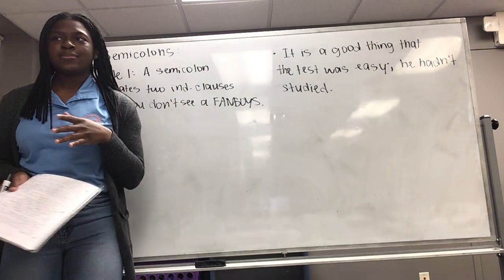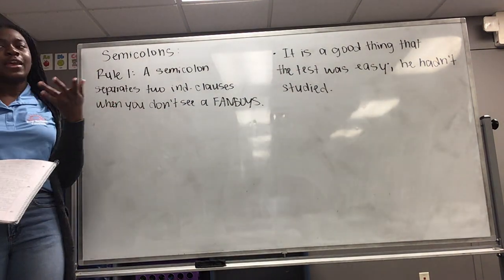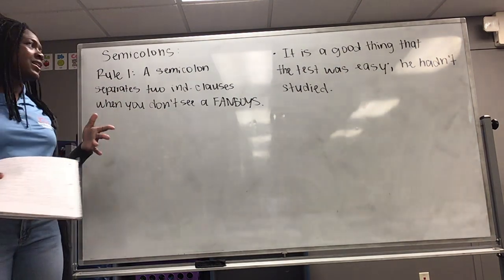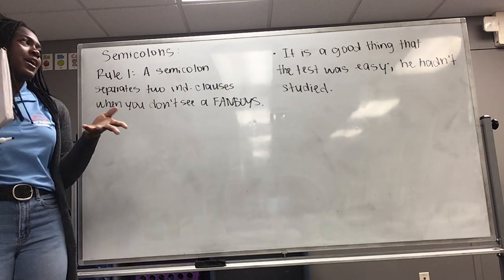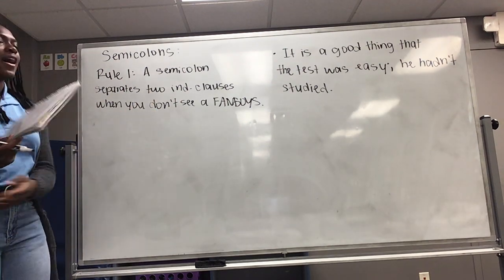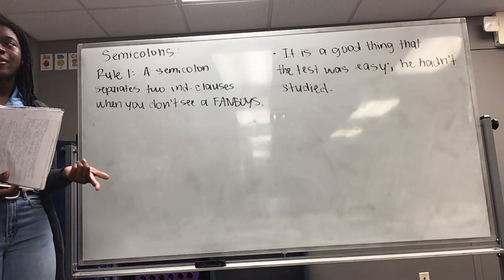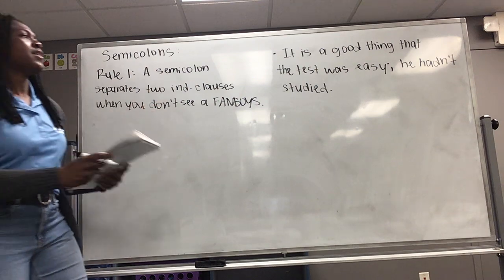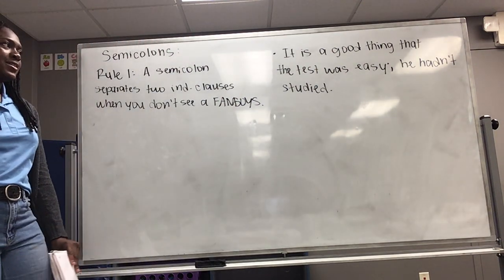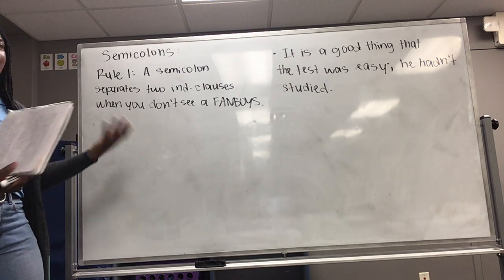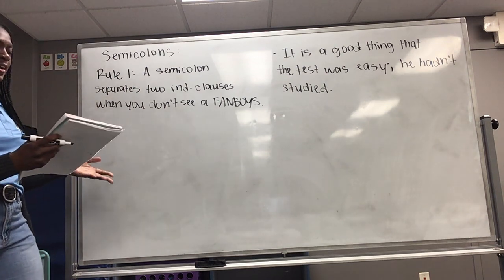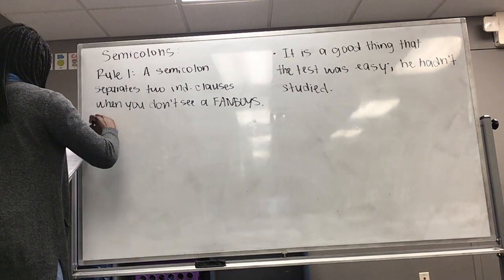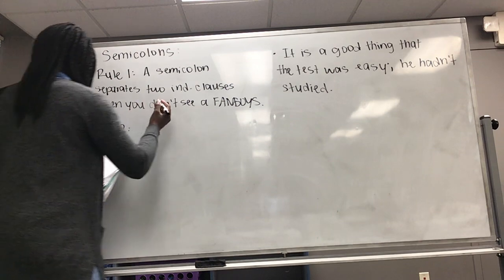And actually, a lot of times on the ACT, a semicolon can be used interchangeably with a period. So if you have an option and it says choose which best way to punctuate this sentence, and there's a period option and there's a semicolon option, it's probably going to be neither of those because they can kind of be used interchangeably. If you notice, I could put a period here and say it is a good thing that the test was easy, done with that sentence, and then he hadn't studied. Those are two independent clauses. Okay, so that's our first rule. And then we'll talk about our second semicolon rule.